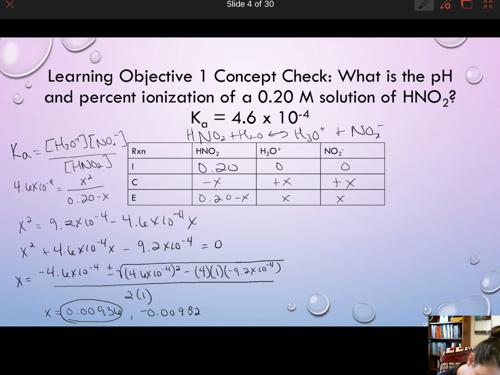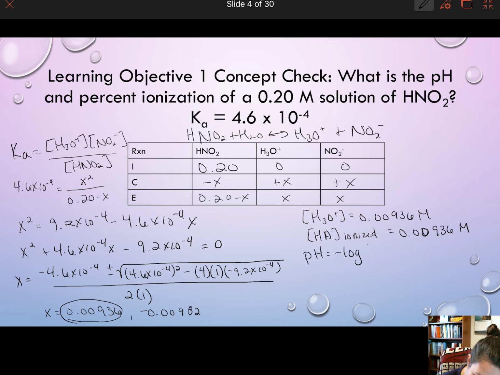So we know that our hydronium concentration is equal to 0.00936, and since this is a monoprotic acid, our ionized HA is equal to that hydronium concentration, giving us 0.00936 for that as well. Okay, so our pH will be the negative log of that hydronium concentration, giving us a pH of 2.03.